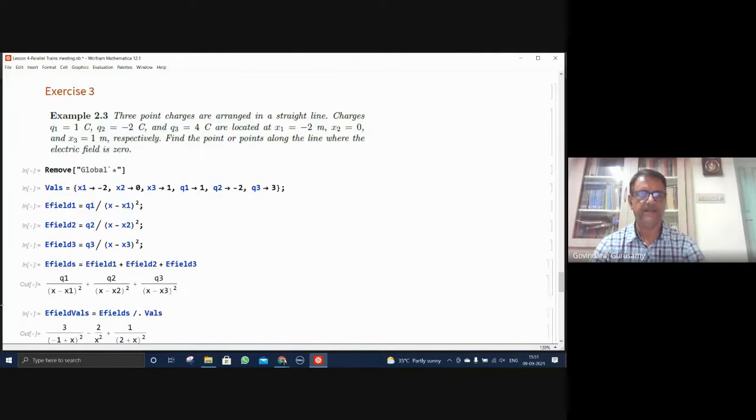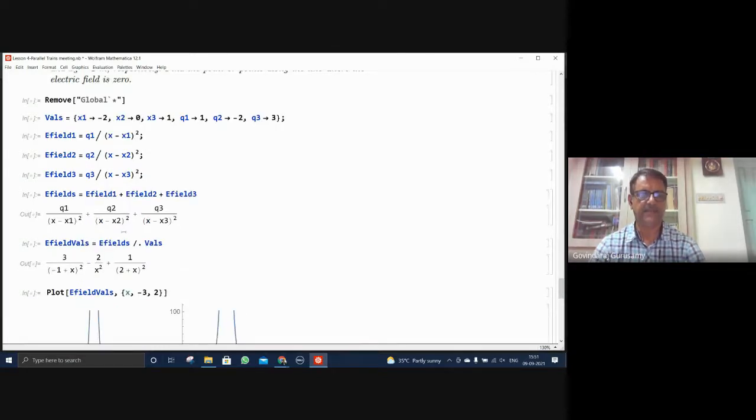So define the values now: X1, X2, X3, Q1, Q2, Q3. The E field for charge 1, E field for charge 2, E field for charge 3. Sum. These are all the electric fields along a straight line. Add all the 3 electric fields. You can see here, now the values can be substituted into this E field. Substituted. Okay, I have the E field values available for all the 3.